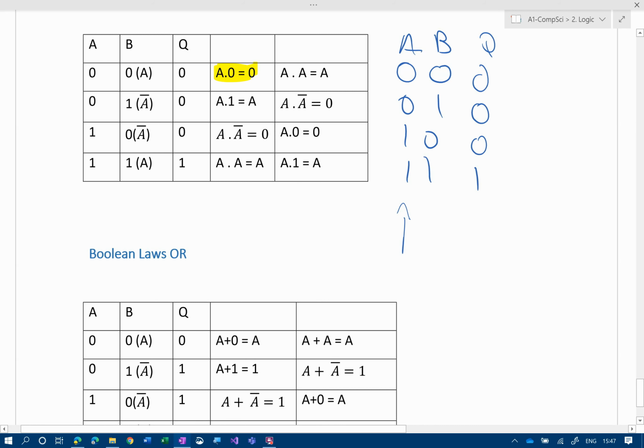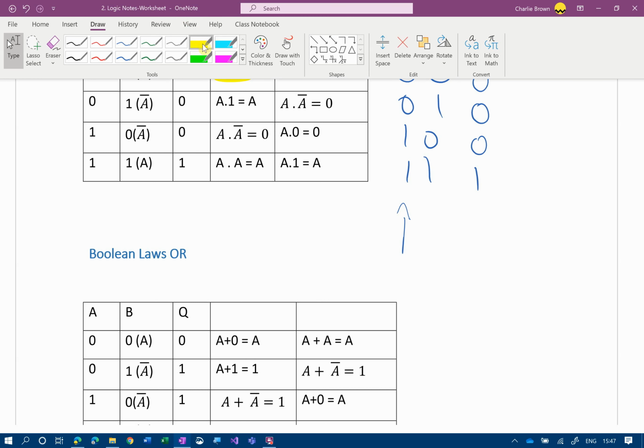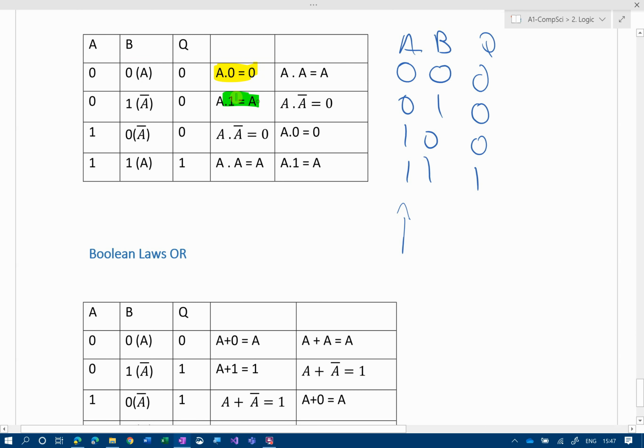Okay. Now the next one, A AND 1. Now it says here A AND 1 is equal to A. So this time there's our A column there, and we're ANDing it with a 1. So we're looking at that one and that one. Okay. So there's our 1 on the right hand side. So if A is 0 here, we get 0, which is the same as A. If A is 1, we AND it with a 1, we get 1, which is the same as A. So A AND 1 is A. So basically, if you AND something with a 1, you get whatever the thing is you're ANDing it with. Okay? Right.